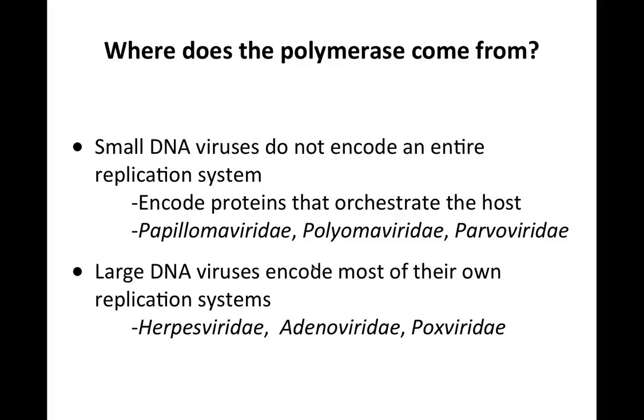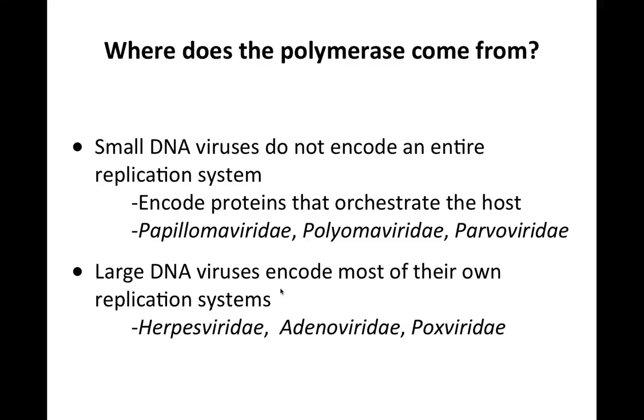How about the DNA polymerase itself? We'll keep it simple here. Where does that come from? Well, the small DNA viruses typically do not encode a DNA polymerase. They encode proteins that manipulate or orchestrate the host to replicate their genomes. And these include the genomes of members of the papillomaviridae, polyomaviridae, and parvoviridae. And we'll give you some examples of those this week. So those viruses, some of them encode just one protein that tricks the host into replicating the viral genome. These viruses do not encode a DNA polymerase.